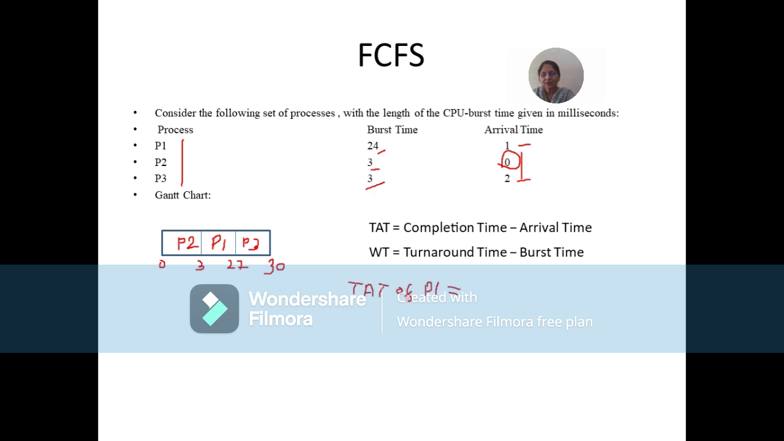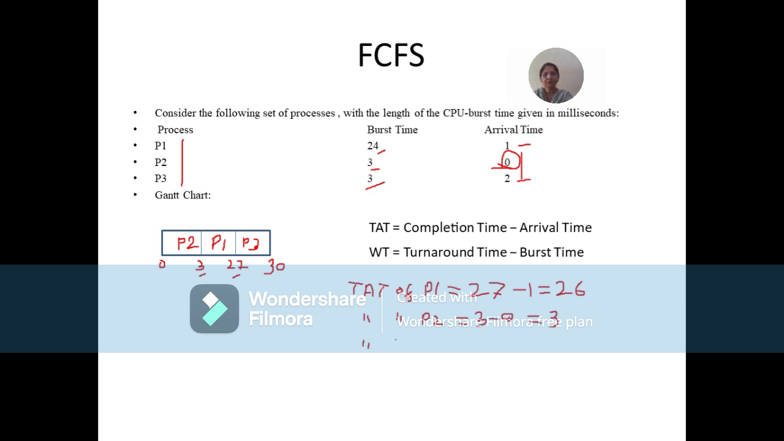Let's do that. What is the turnaround time of P1? Process completion time is 27. So let's write 27 minus arrival time. What time did process P1 come? Process P1 came at time 1. So 27 minus 1 is 26. Next, we will calculate the turnaround time of process P2. The completion time of process P2 is 3. So let's write 3. And what time did process P2 come? It came at time 0. So 3 minus 0 is equal to 3.